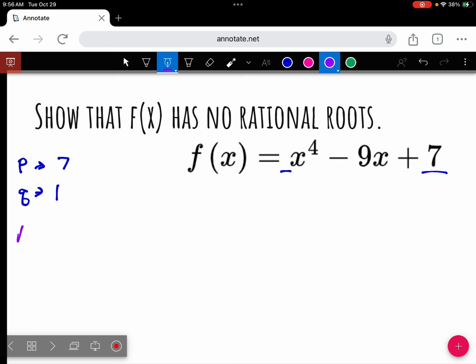So we're going to do all possible rationals. And those are plus or minus the ratio of the factors of each of these.